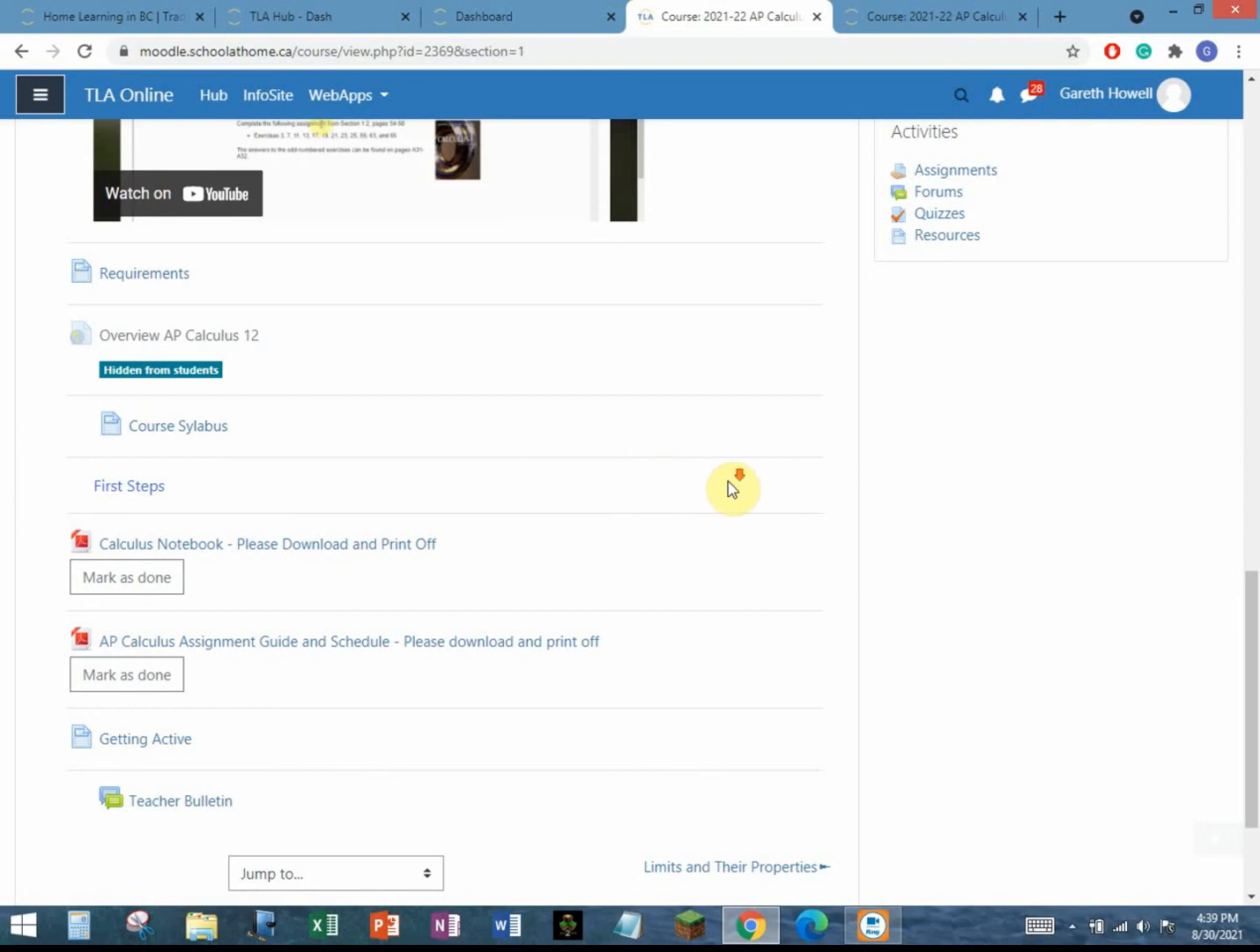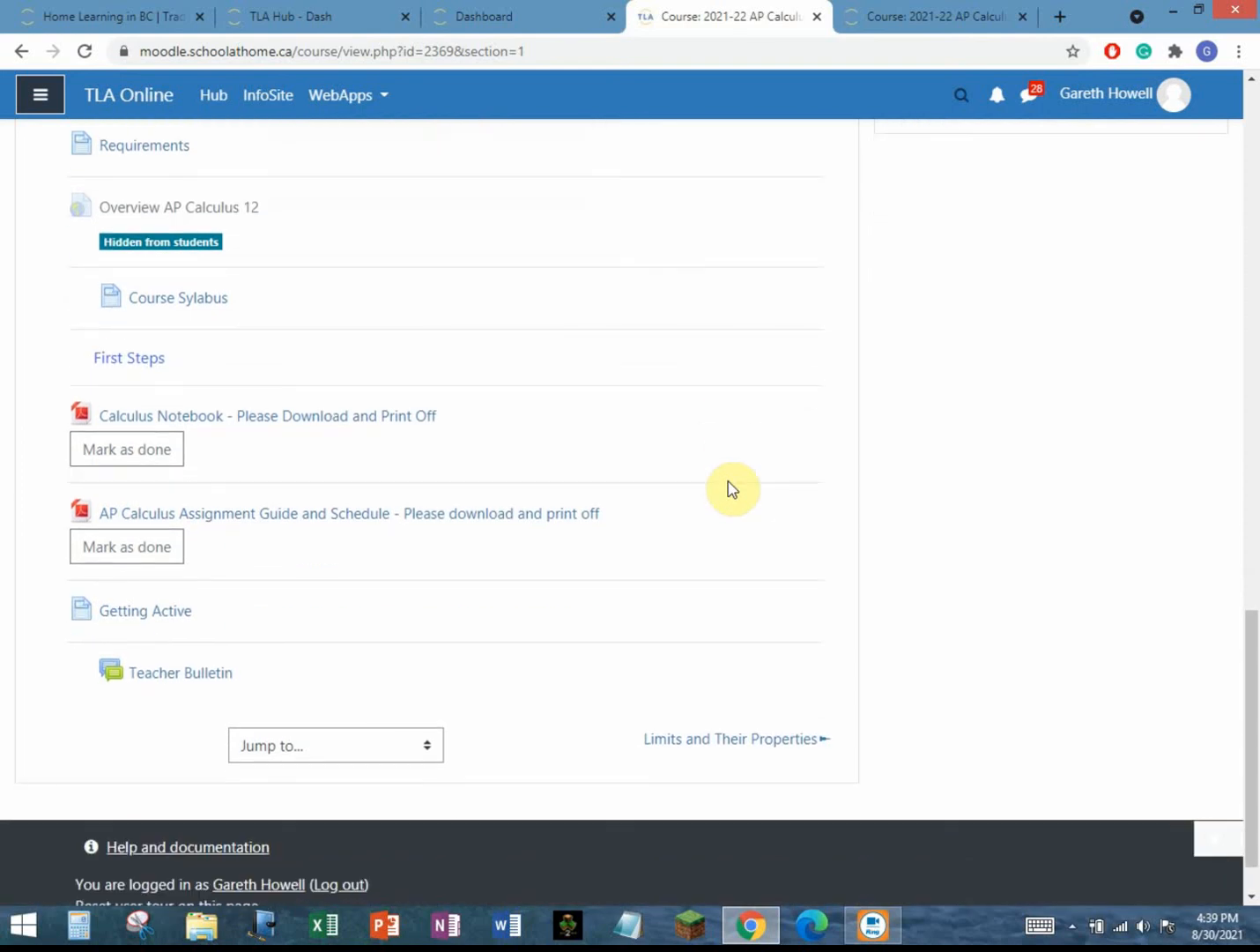Underneath that is the first steps. You have the calculus notebook. Please download and print this off. It's quite large, so I don't know if you can print it off at home or if you can go to a printing place and print it off. But the notebook is extremely important because it follows the videos for the course, and you can follow along with the notebook and the videos and fill out the notebook as you watch the videos. It's used as kind of a pre-done note system.